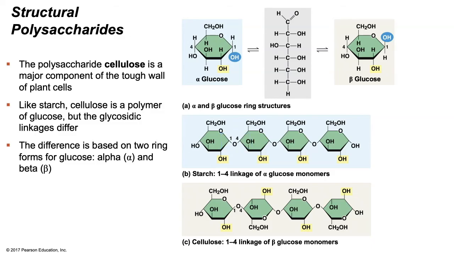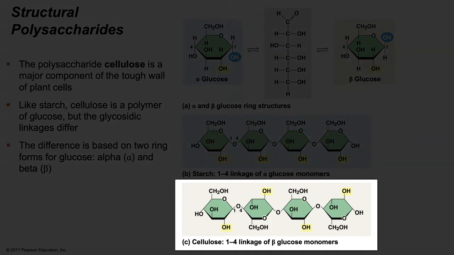Now look at the cellulose in image C. This is a 1,4 beta linkage. The monomers are beta glucose monomers with every other monomer inverted. Again, the glycosidic bond is between carbon 1 and carbon 4 of these molecules.